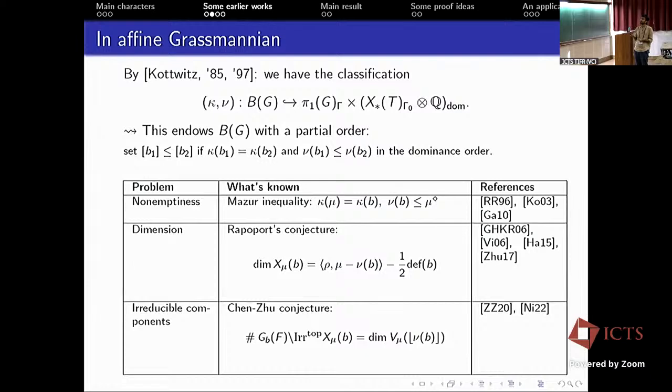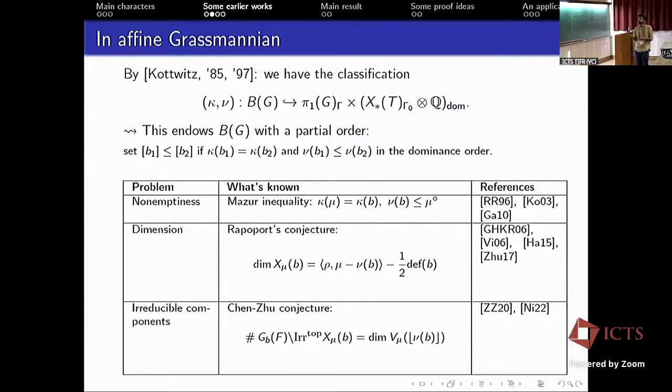And then also, this one is perhaps interesting. This was more recent, as you can see. There are so many names, I could not write the names. I just have to abbreviate. But the year is perhaps important. So this was only conjectured in 2017, and it was resolved by 22. So X_mu(b) is not quasi-compact. It has infinitely many irreducible components in general.